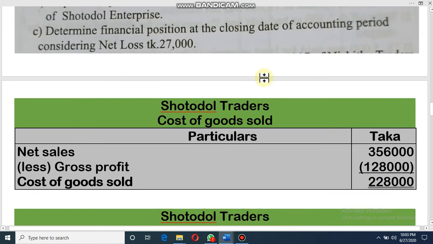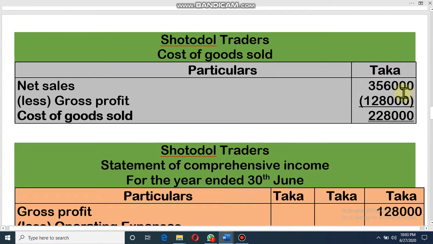So look at the solution. Net sales 3,56,000 is given and gross profit is also given. Just subtraction. Cost of goods sold is 2,28,000. I hope all of you can do it. Net sales minus gross profit equals cost of goods sold.